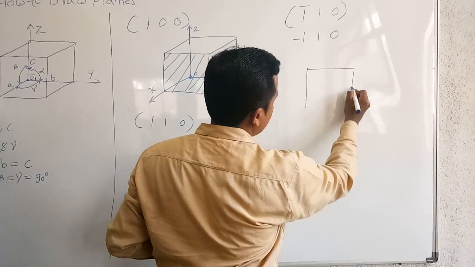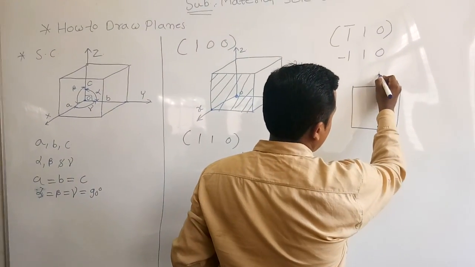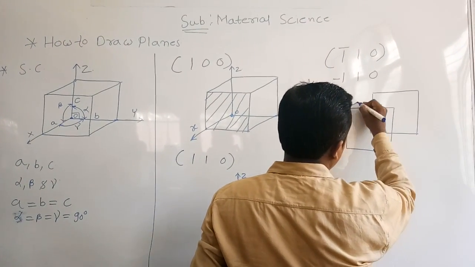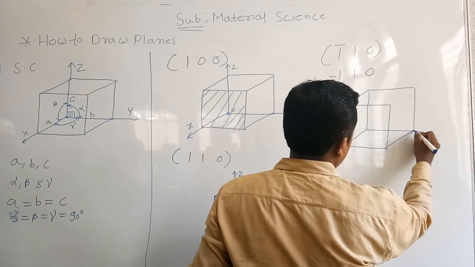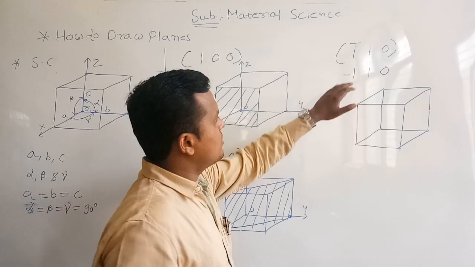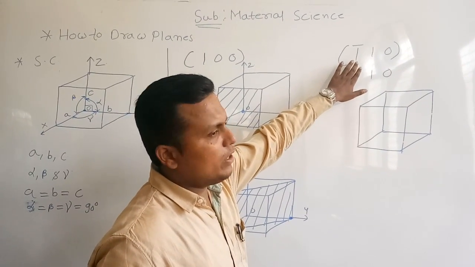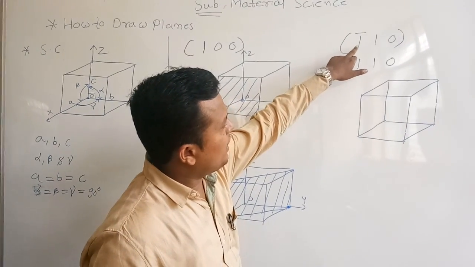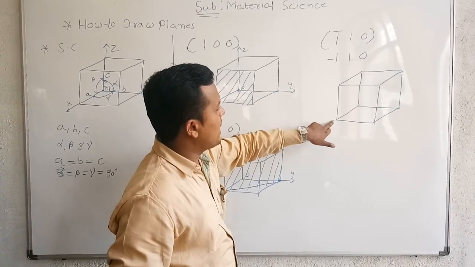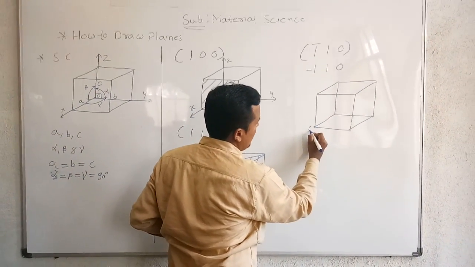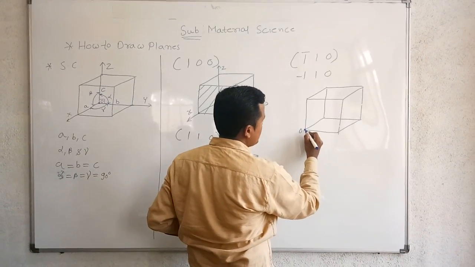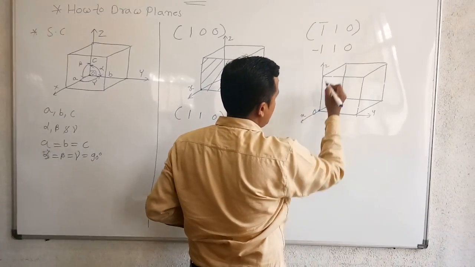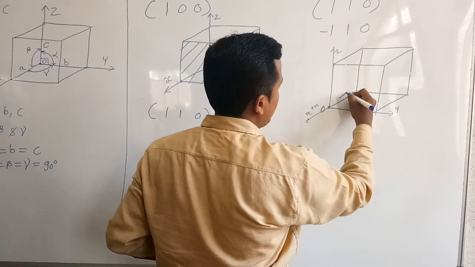Okay. Then how to draw? First you have to draw the cube. Then see this, the X direction is in the negative direction. Originally we have this origin. As it is the negative direction in X, shift the origin in the X direction. So shift the origin here. So here our new origin is there. Then indicate the axes. This is the X axis, this is the Y axis, and this is the Z axis. So this is the positive direction, here the negative direction is there.